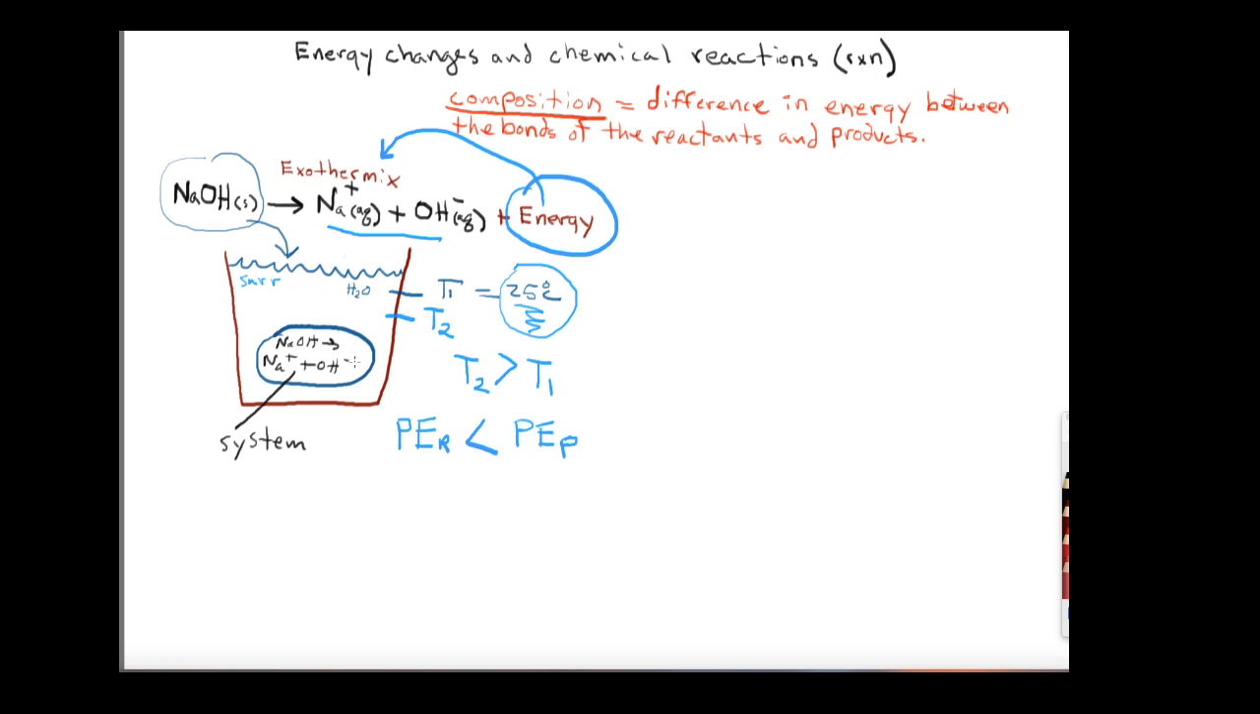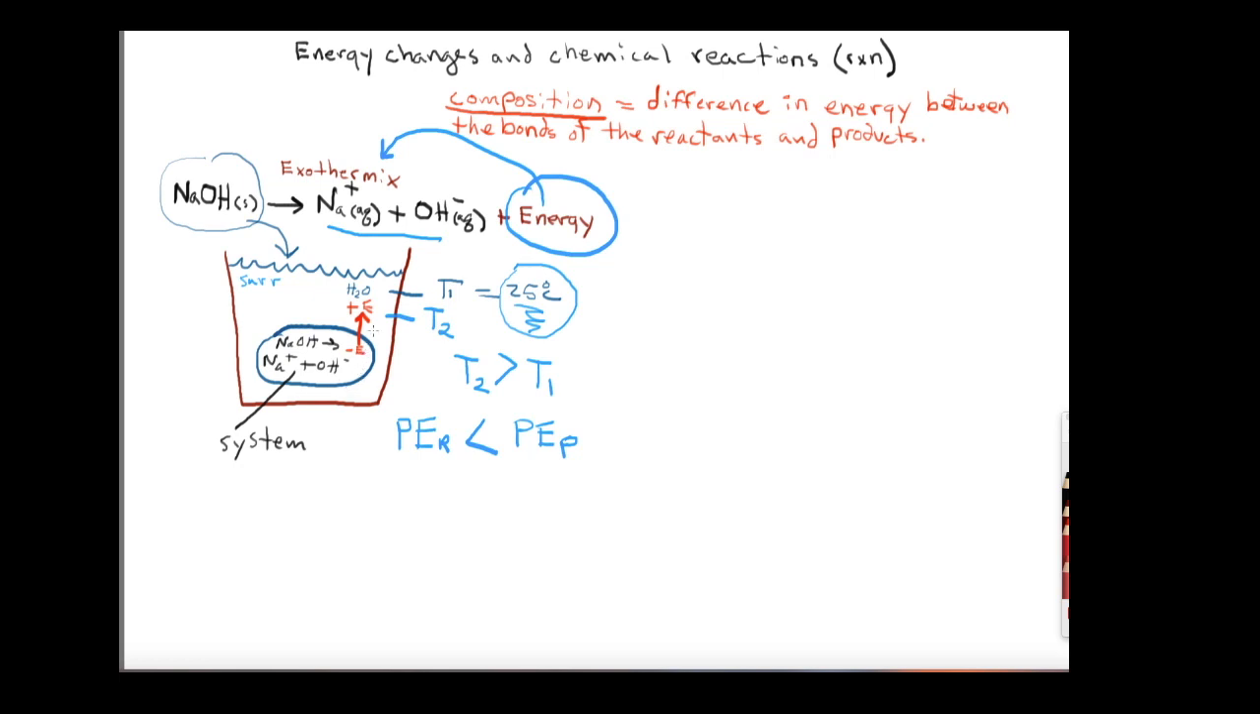So you can think of it this way. Let me change the color of this. Over in the process of the reaction, you're going to have energy which is being transferred from our system into the surroundings.